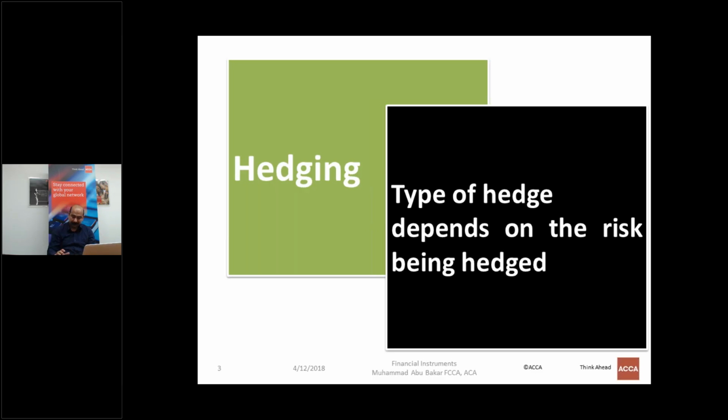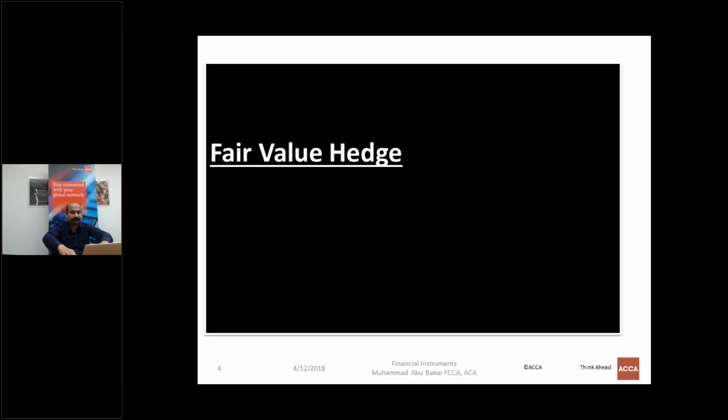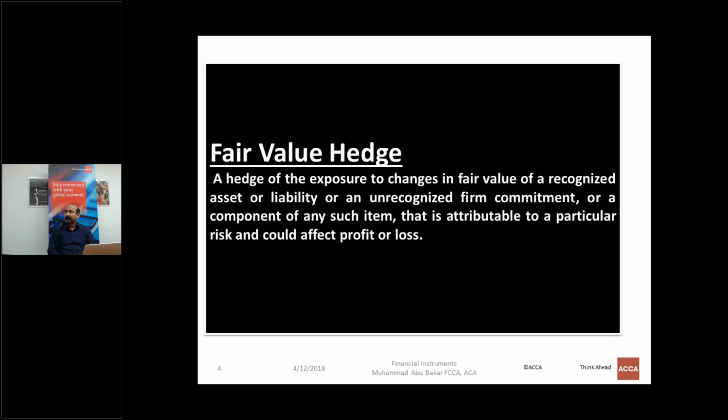For example, if we just discuss fair value hedge, what is this fair value hedge? A hedge of the exposure to changes in fair value of a recognized asset or a liability, or an unrecognized firm commitment, or a component of any such item that is attributable to a particular risk and could affect profit or loss.